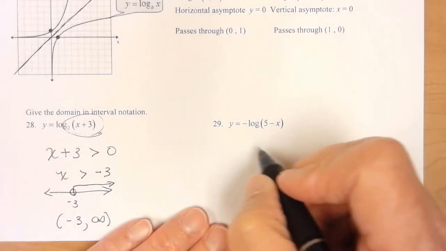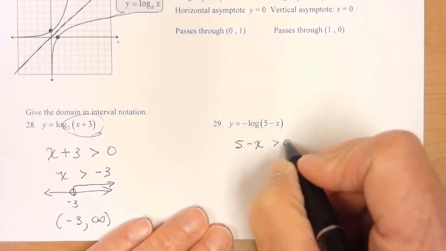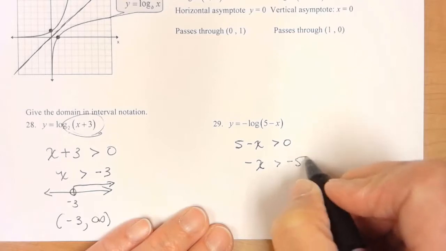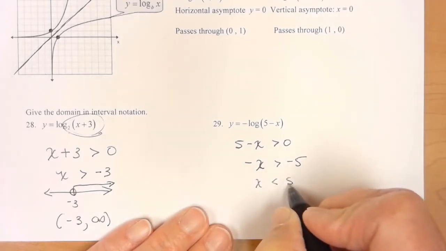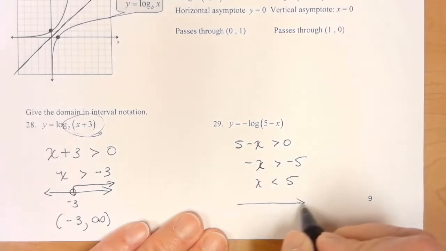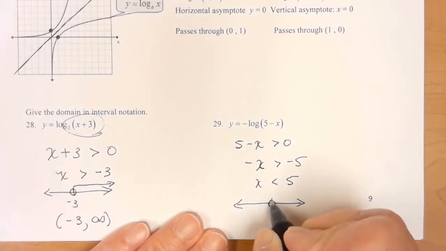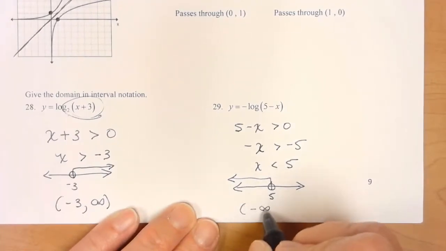Pull it out. So I've got 5 minus x greater than 0. Negative x greater than -5. I'm going to divide by -1, which flips my sign. So x is less than 5. Open, going that way. So interval notation.